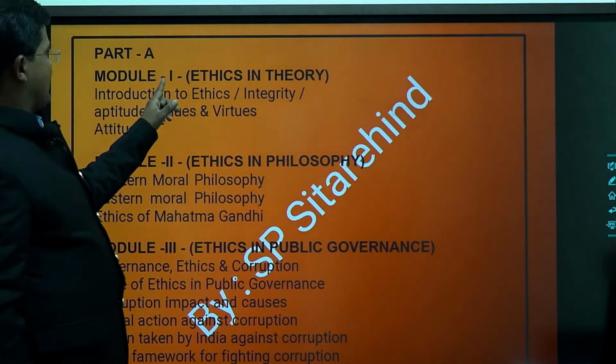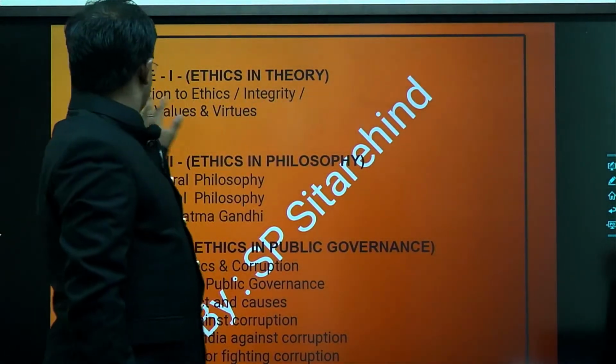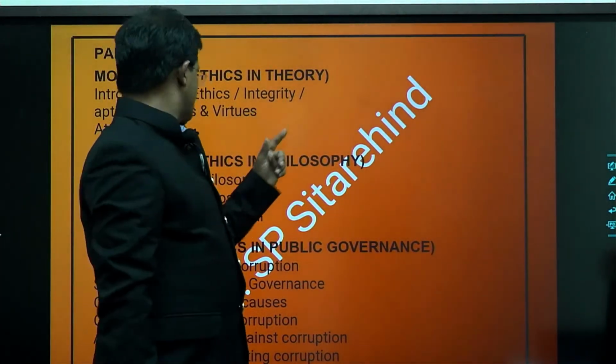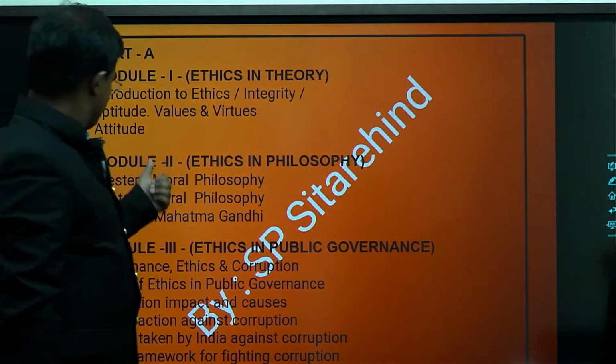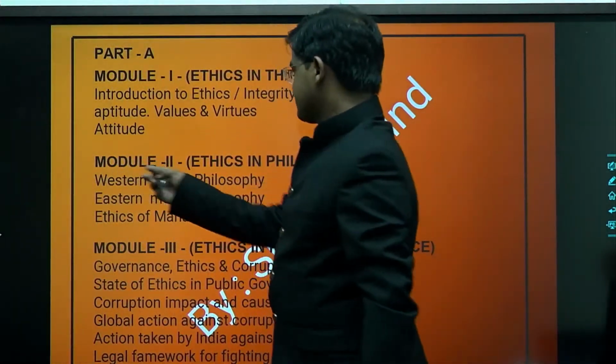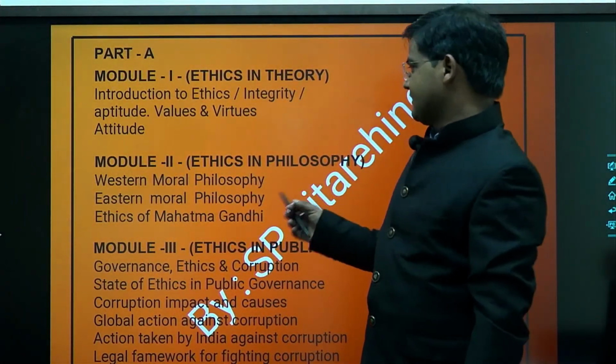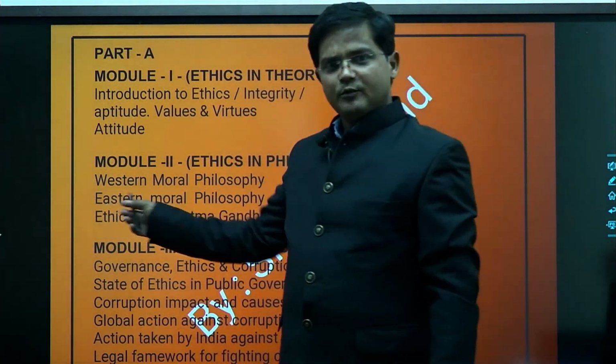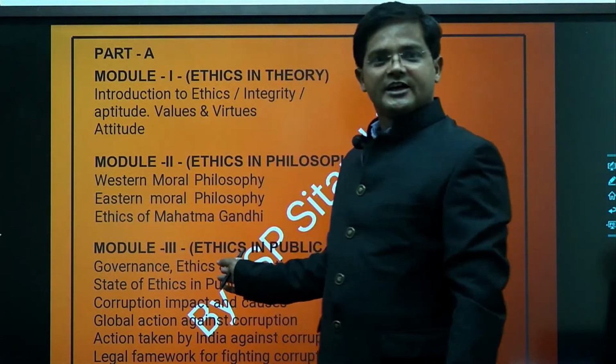Part 1 refers to module 1, ethics in theory: introduction to ethics, integrity, aptitude, values, virtue and attitude. Next, module second, ethics in philosophy. Under it we will discuss Western moral philosophy, Eastern moral philosophy, ethics of Mahatma Gandhi.